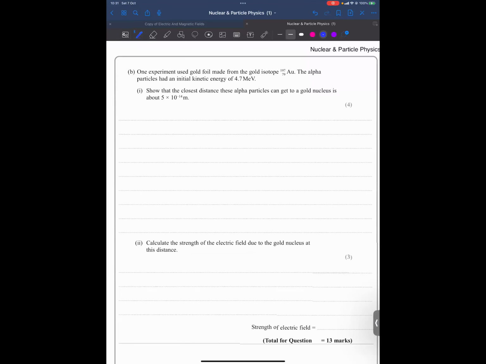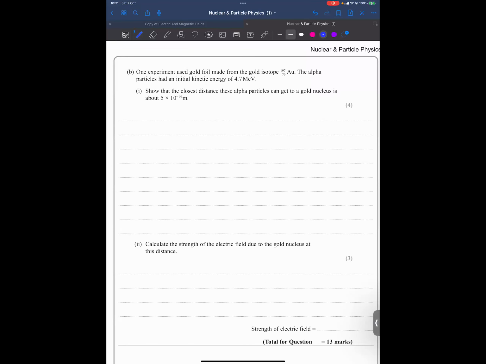One experiment used gold foil made from the gold isotope 197 79 Au. The alpha particles had an initial kinetic energy of 4.7 mega electron volts. Show that the closest distance these alpha particles can get to a gold nucleus is about 5 × 10⁻¹⁴ meters. Okay, we'll do this and take a break.